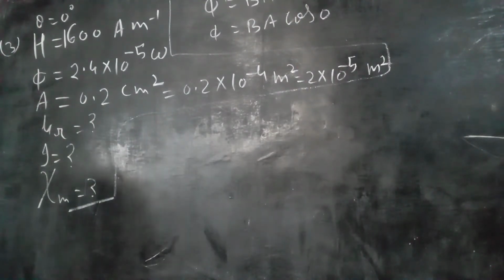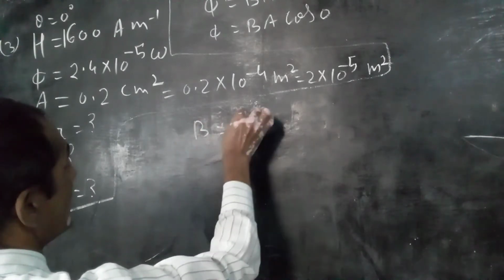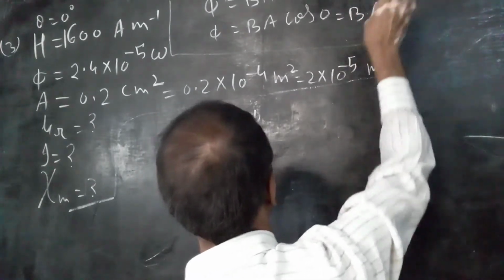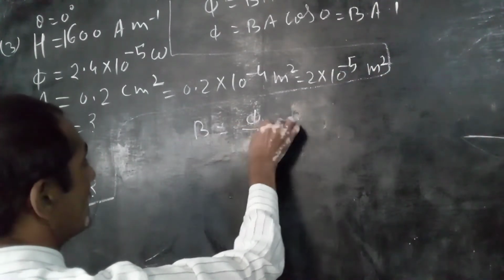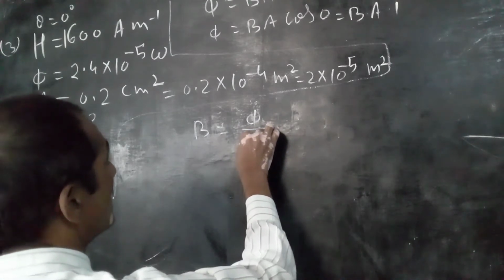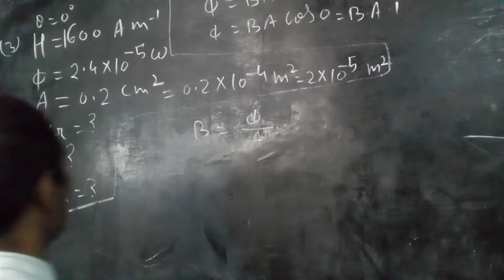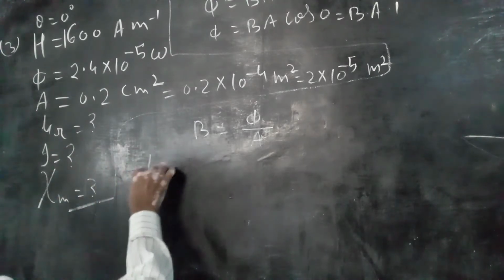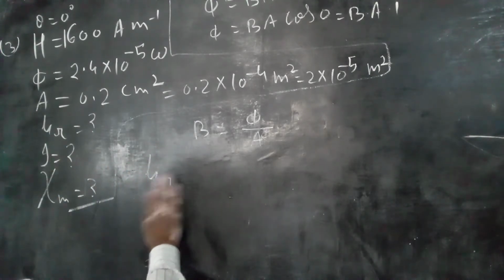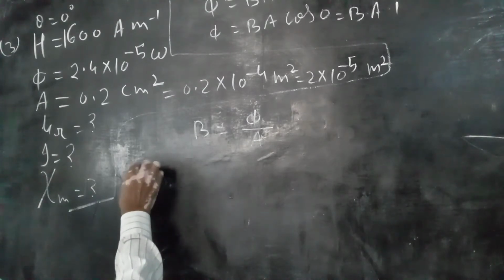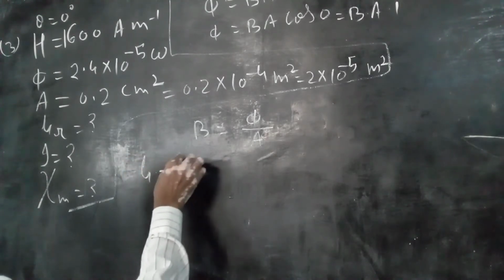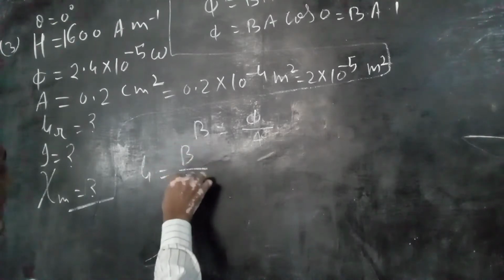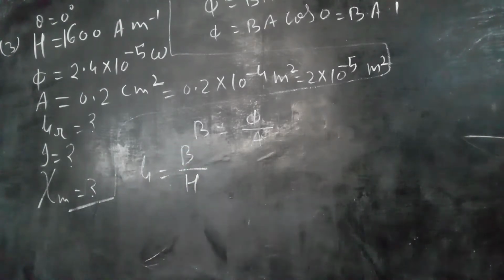Now find B. Cos 0 is 1, so phi is equal to BA. B is equal to phi upon A. Now we write the equation for mu r. We find the magnetic permeability of the medium. Mu is equal to B by H.